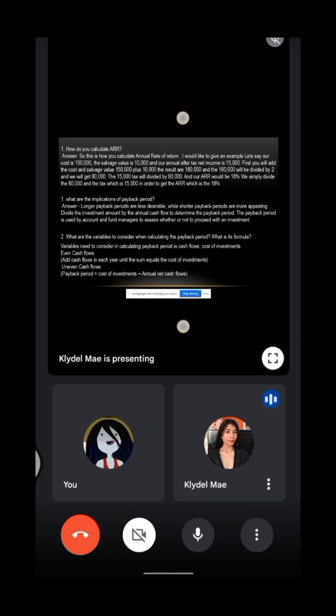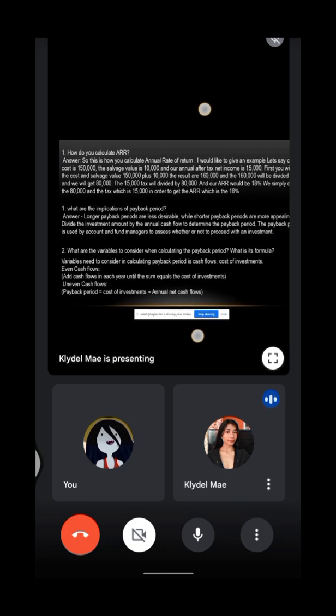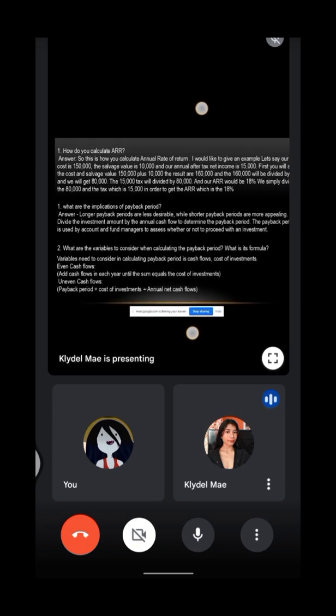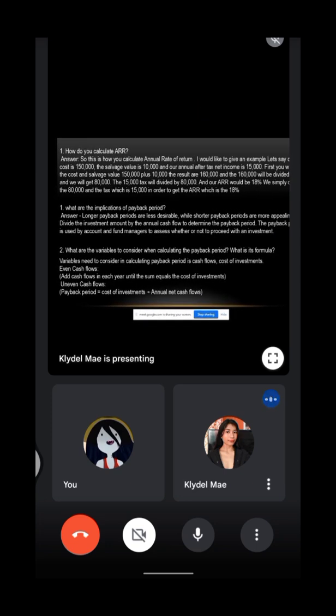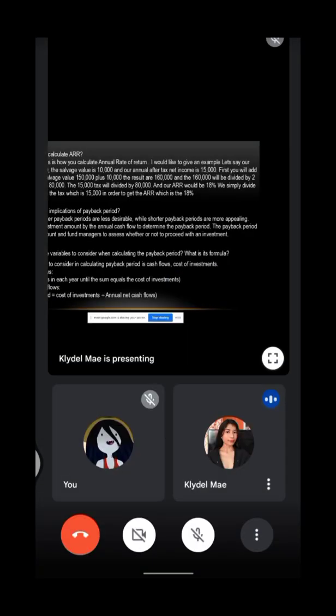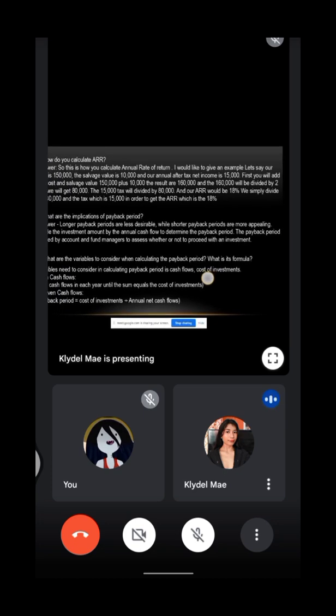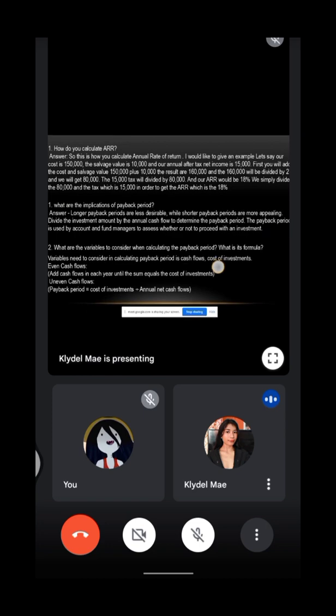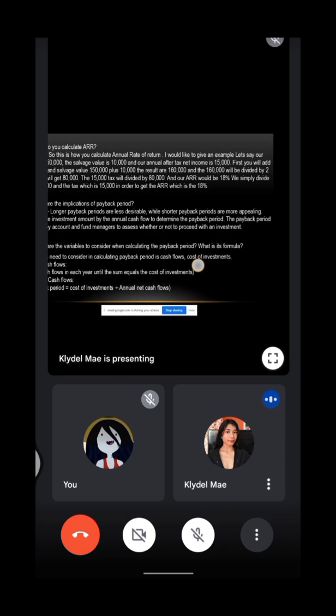Okay, number 1. How do you calculate ARR? So this is how you calculate annual rate of return. I would like to give an example. Let's say our cost is 150,000. The salvage value is 10,000, and our annual after-tax net income is 15,000.